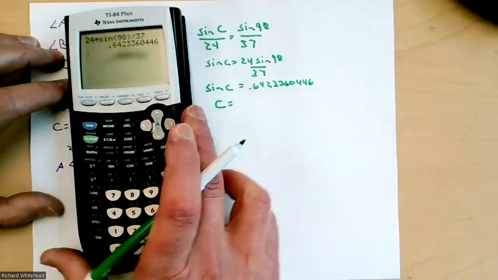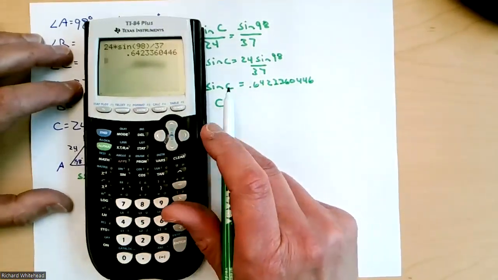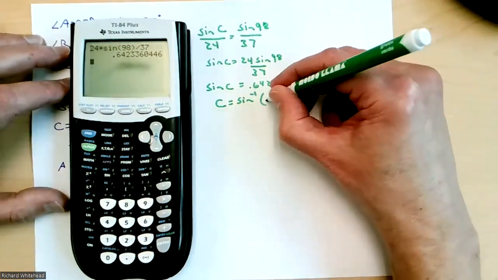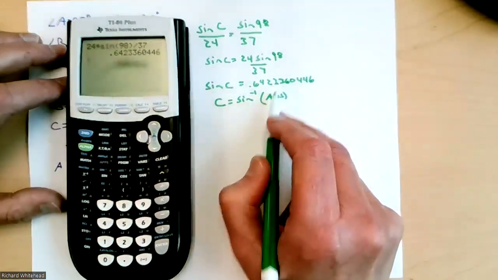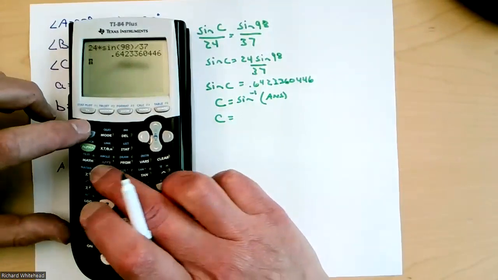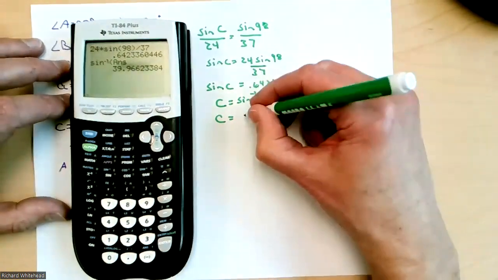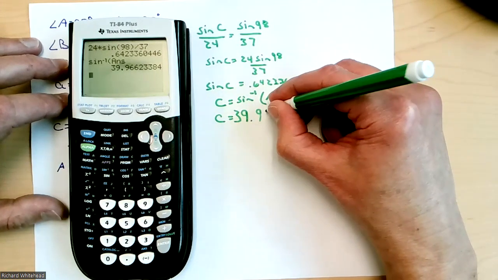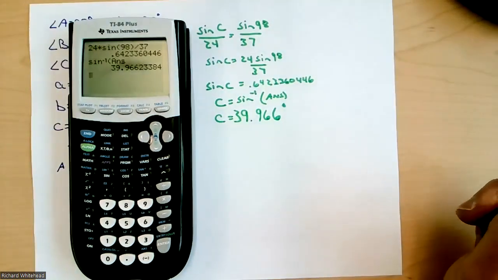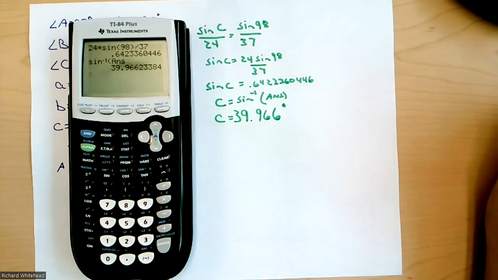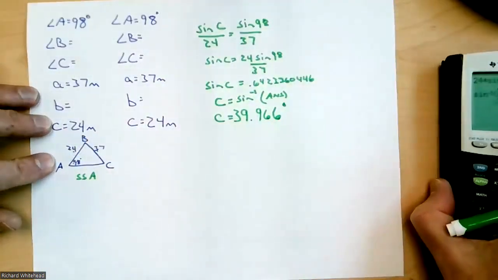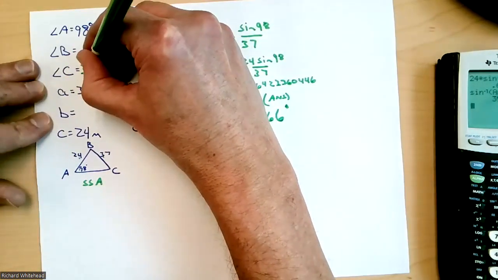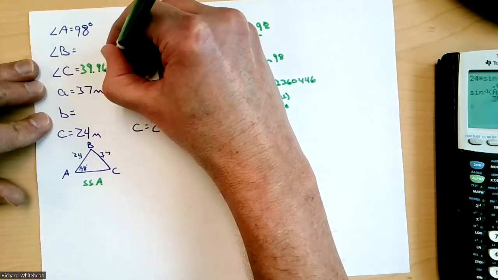0.64233604446, because I really don't care what that is. Because now what am I going to do here? I'm going to do inverse sine of that answer, because that's on my calculator unrounded. So I'm doing inverse sine of that answer, and we get 39.966. Okay, so it exists. We have at least one triangle. So 39.966 is angle C.